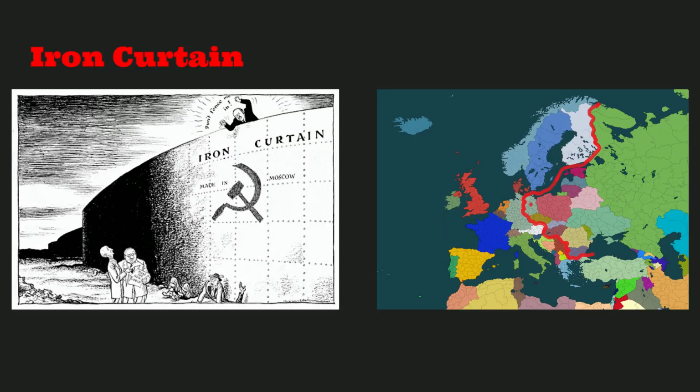As far as the map, you see this red line across this map. If you look at this red line, you get an idea of where that imaginary Iron Curtain actually stretched across Europe.